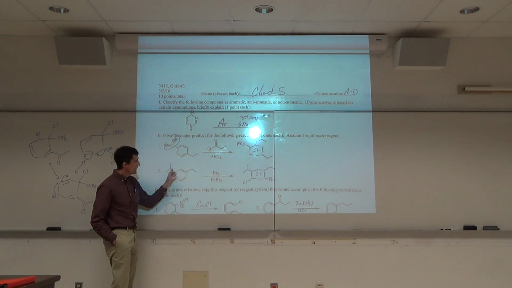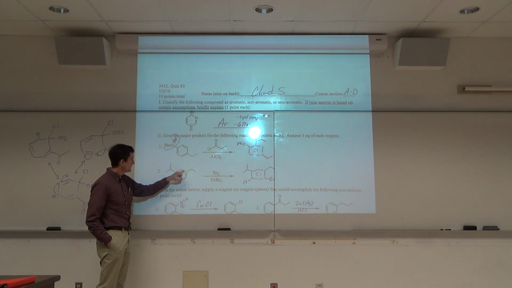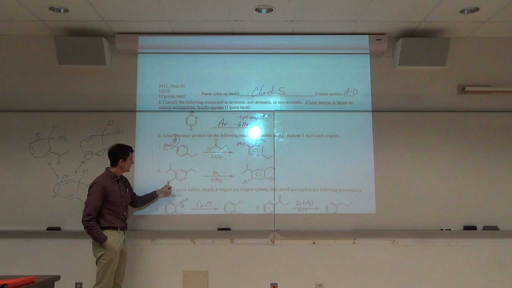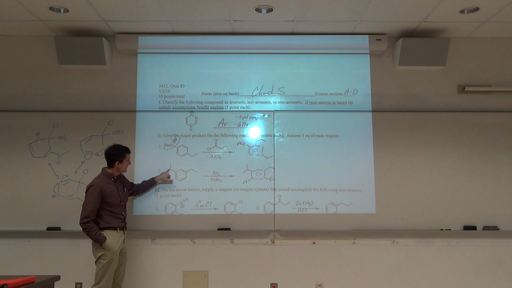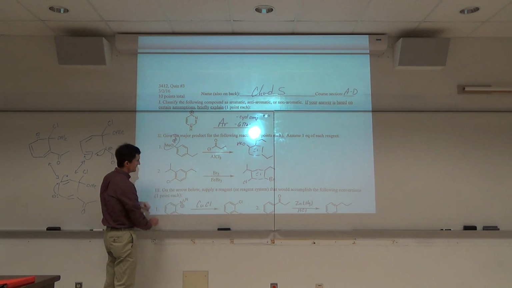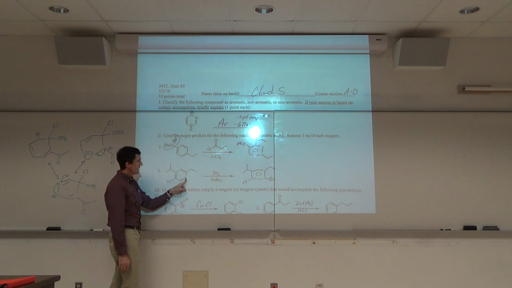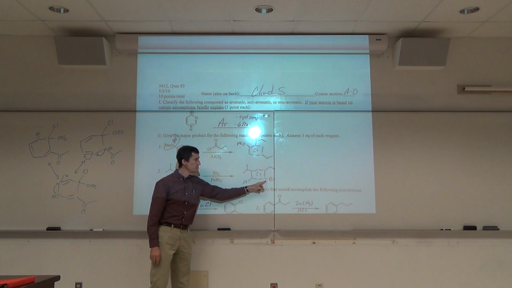Bromination, got 3 groups here. Alkyl groups are going to be stronger directors than the chlorine. This directs ortho-para. This directs ortho-para. They both direct, both alkyl groups direct here. Which one's going to be favored? We prefer here because it's less sterics. Here it's between the 2 groups.